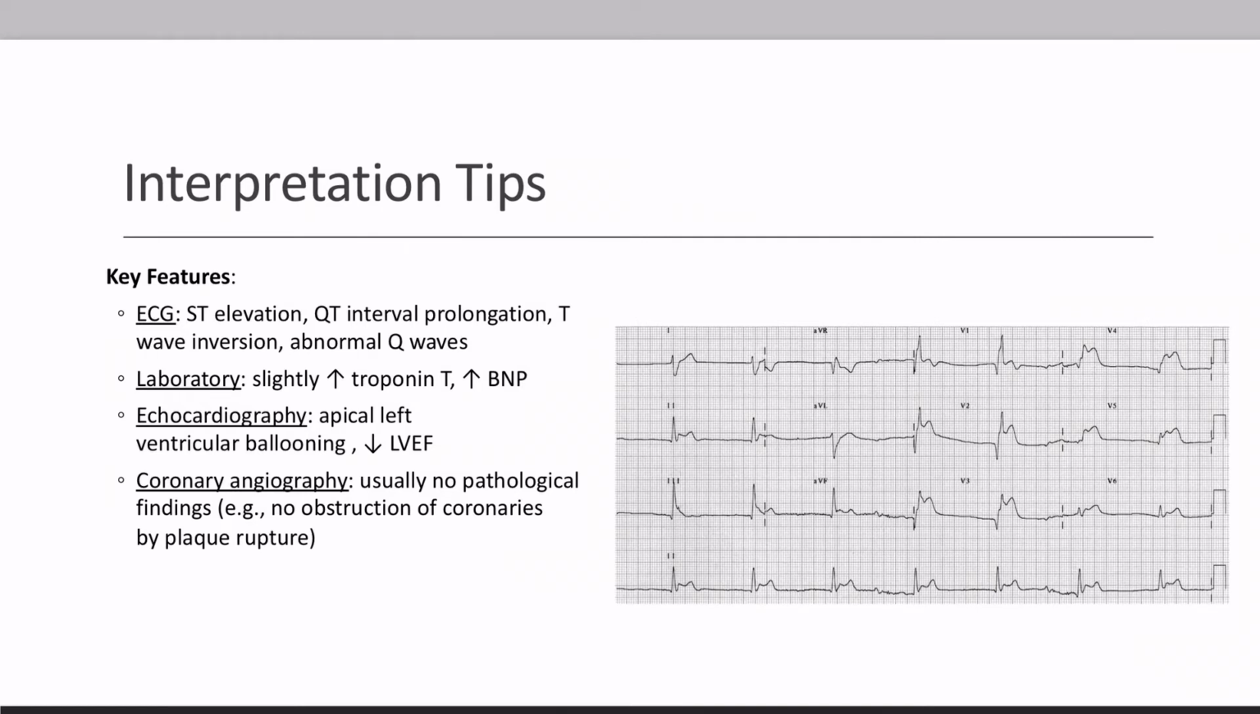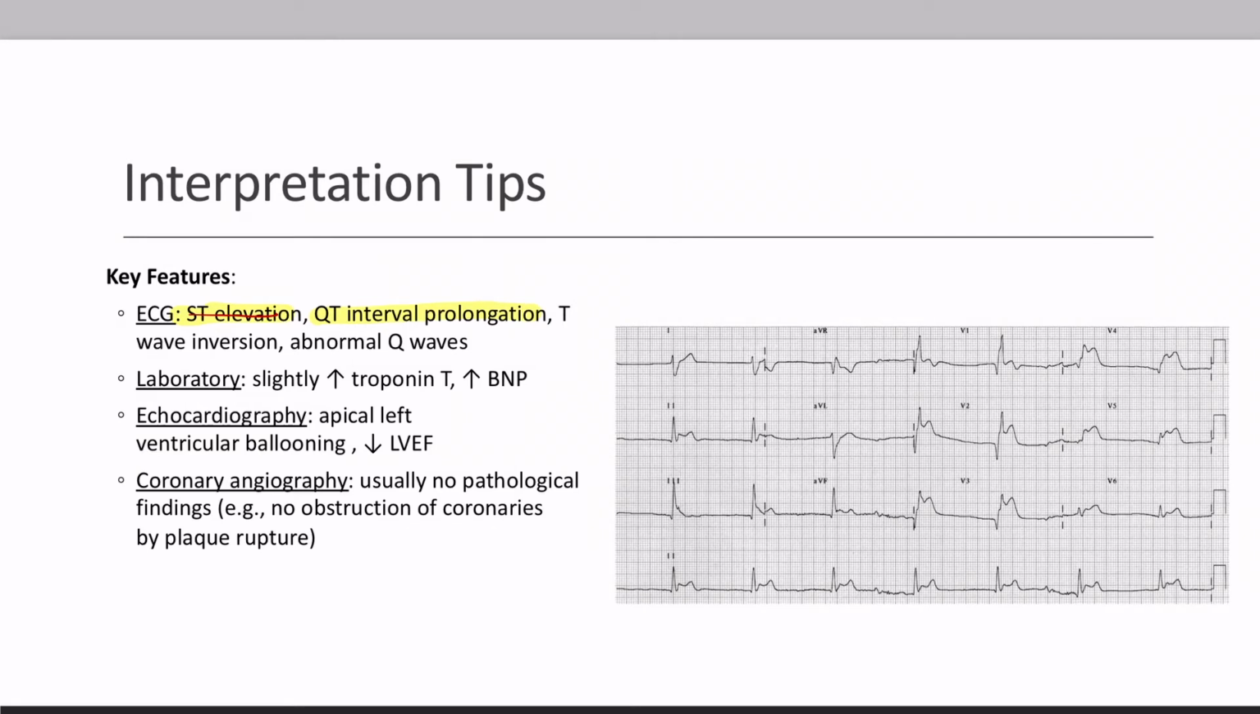So key features with the ECG, you'll see the ST elevation, as well as QT interval prolongation and T-wave inversion. We saw the abnormal T waves, the biphasic or the presence of U waves, and you can also have Q waves. In the laboratory, you can also see an increase in troponin T as well as BNP.